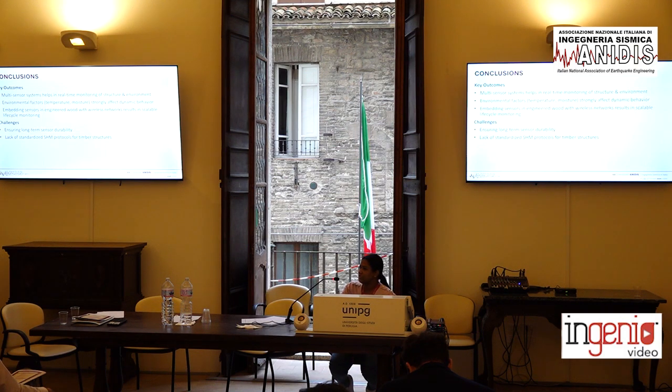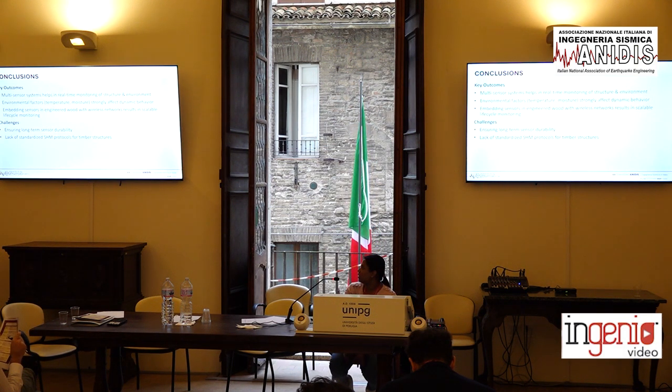In combination, they can be used as long-term sensing elements. Some of the challenges are that the sensors chosen have to be more durable in terms of serviceability and reliability, and there is a lack of standardized protocols for structural health monitoring of timber structures. With these studies, a proper sensor will be determined and implemented in real-world applications.